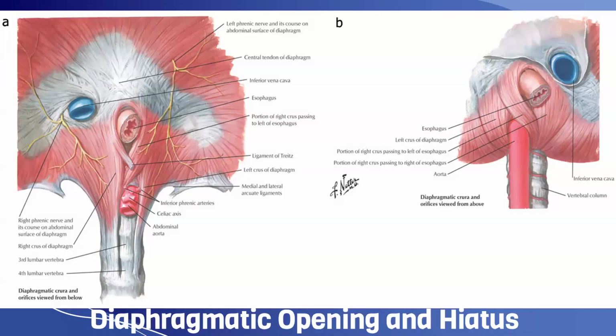For the diaphragmatic opening and hiatus, several important structures cross the diaphragm. The inferior vena cava at T8 enters the chest through the opening in the central tendon, and it is accompanied by small branches of the right phrenic nerve. The aorta with the thoracic duct, at the T12 level, traverses the diaphragm through the aortic hiatus between the diaphragmatic crura. The esophagus with both vagus nerves, at the T10 level, traverses the diaphragm through the esophageal hiatus.